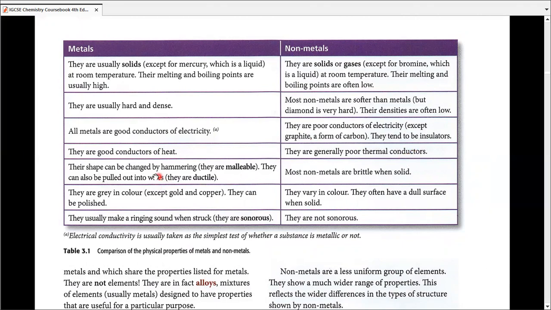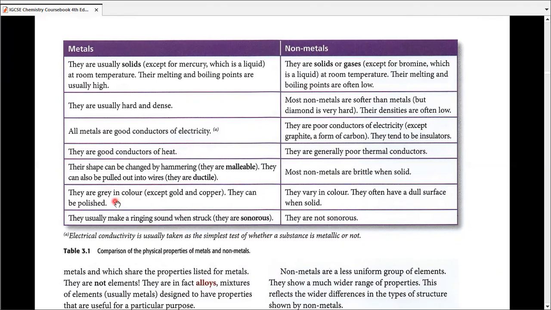The shapes of metals can be changed by hammering. They're malleable. They can be converted into sheets by simple hammering. However, non-metals are brittle when solid. Brittle means whenever you apply force on them to change their shape, they're instead going to break. Metals can be pulled into wires, stretched into wires. If we hold them from both sides and stretch them, they can be converted into wires. We call that ductility. Non-metals are not ductile. We've already said they're brittle.